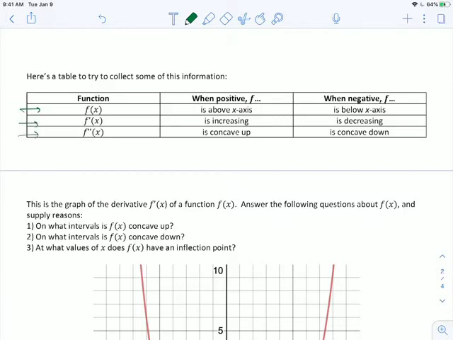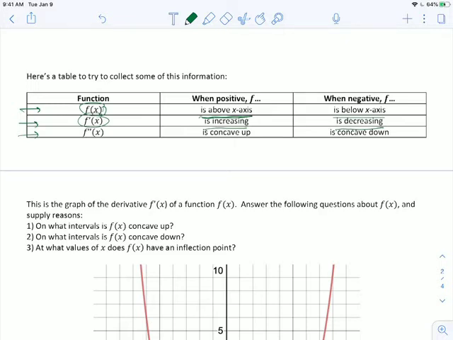And so if I'm talking about the function, if the values of the function are positive, then I'm talking about points that are above the x-axis. And when the function is negative, when f of x is negative, then the graph lives below the x-axis. The second row talks about the derivative, the first derivative. When the first derivative is positive, we say that the function is increasing. And when the first derivative is negative, we say the function is decreasing.